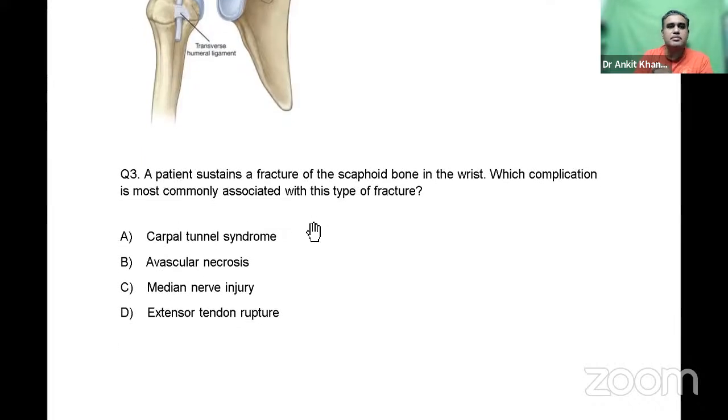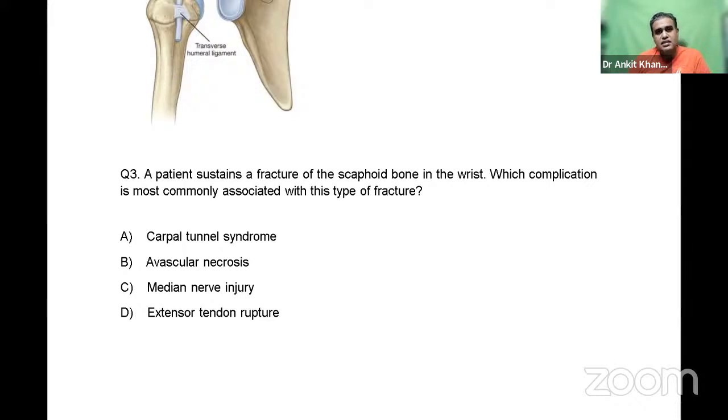A patient sustains a fracture of the scaphoid bone in the wrist. The scaphoid bone is one of the carpals. In the proximal row, it is the lateral most bone. Which complication is most commonly associated with this type of fracture? First of all, out of all the 8 carpals we have, including the pisiform, that is a sesamoid bone, one of the most commonly fractured carpals is scaphoid.